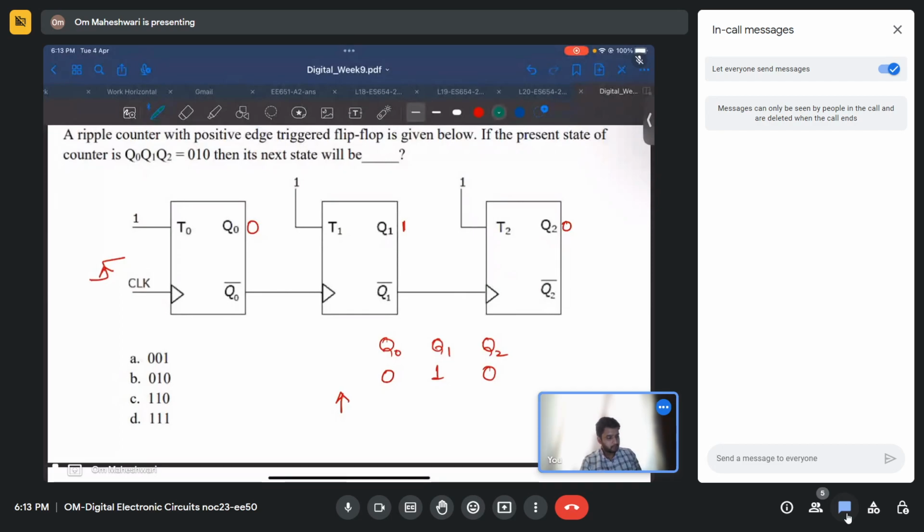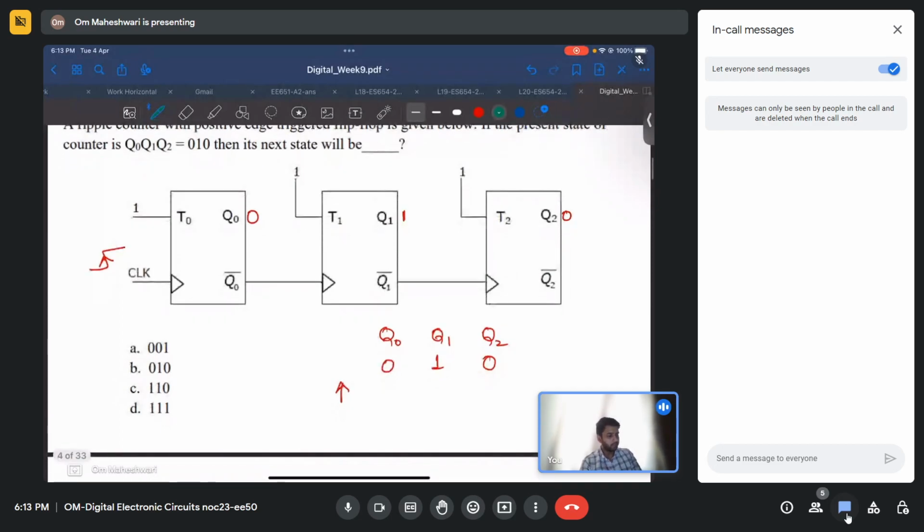So again, similar to the previous question, we are applying a positive edge here, right? So we applied a positive edge to this flip-flop. As soon as it sees a positive edge, it will recognize its input. So T equals 1, that means this Q0 will flip, right? So it was 0, it will go to 1. And here Q0 bar was 1, it will go to 0.